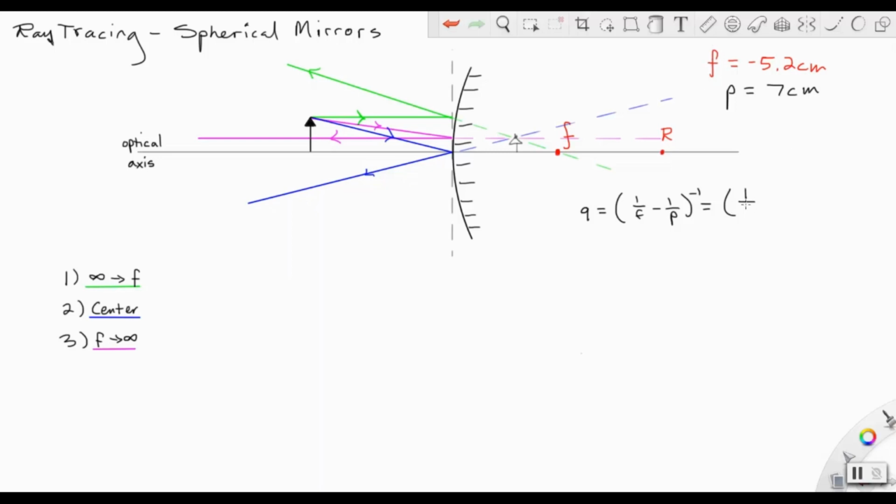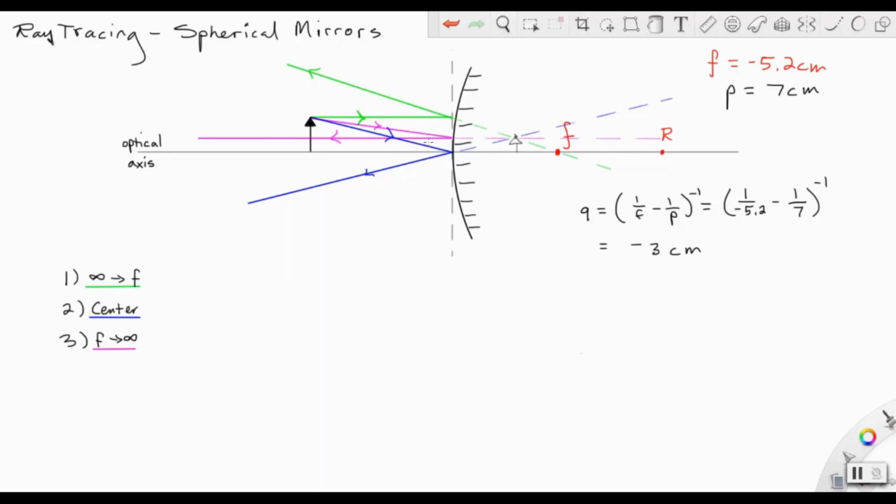So 1 over our focal length. Remember that focal length is a negative number. That's important here. And then minus 1 over 7, and then flipped. So in our calculator, remember you would put negative 5.2 flipped, minus 7 flipped, and then get your answer and flip it. Interestingly, that comes out as a solid negative 3. I think it's like negative 2.98 or something like that, but within the precision of what we've been able to measure using this mirror and this ruler, negative 3 is pretty accurate.